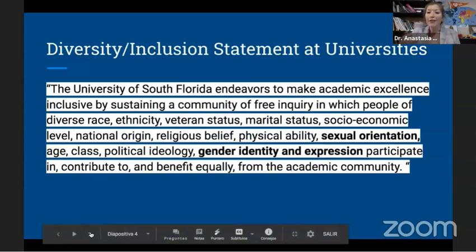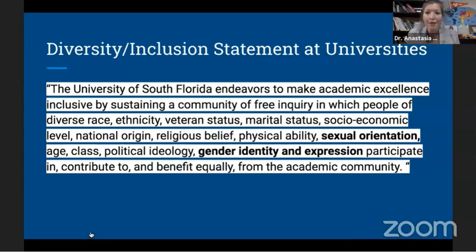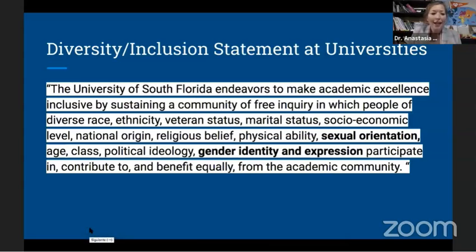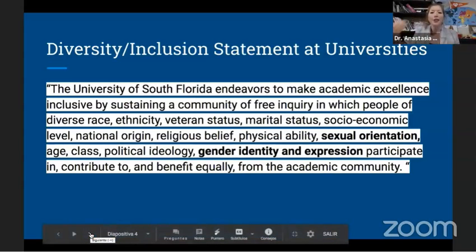It's also part of a lot of diversity and inclusion statements at the university. So, for example, where I am employed, it has a whole myriad of understanding, sustaining a community of free inquiry in which people of diverse race, ethnicity, veteran status, et cetera, sexual orientation, gender identity, and expression. So right now in the United States, where I teach a variety of international students, it was important for them to also understand the different types of people. A lot of them are openly out, some of them are not, but maybe they're going to sit next to somebody who may identify as a he or her, he or his, and they have to be able to understand that, or at least tolerate it, at least understand and be prepared for it.